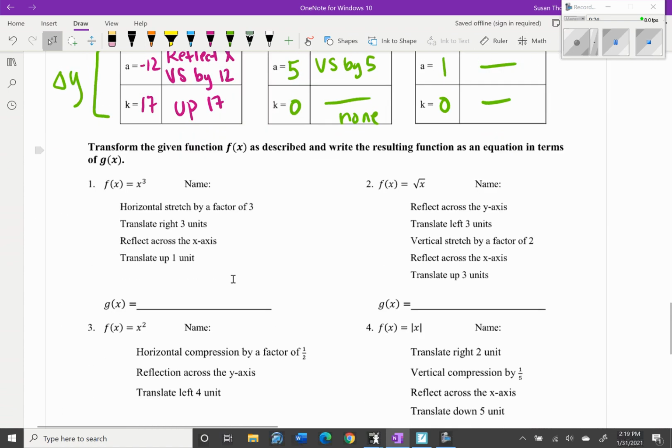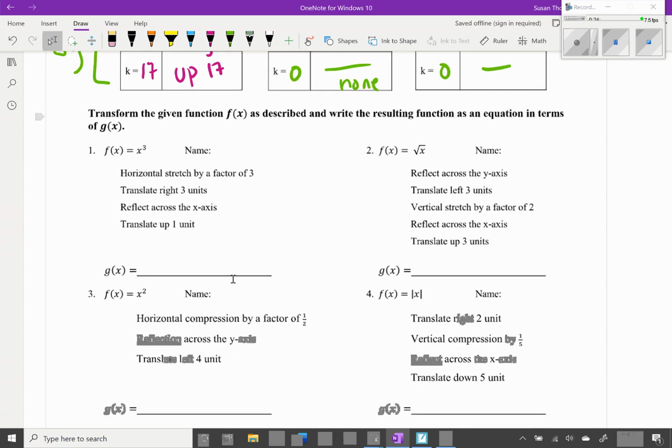So for these next ones, it says, transform the given function f of x as described and write the resulting function as an equation in terms of g of x. So now I'm giving you the transformations, and we're going to write the equation. So of course this first one is x cubed, which is the cubic function.